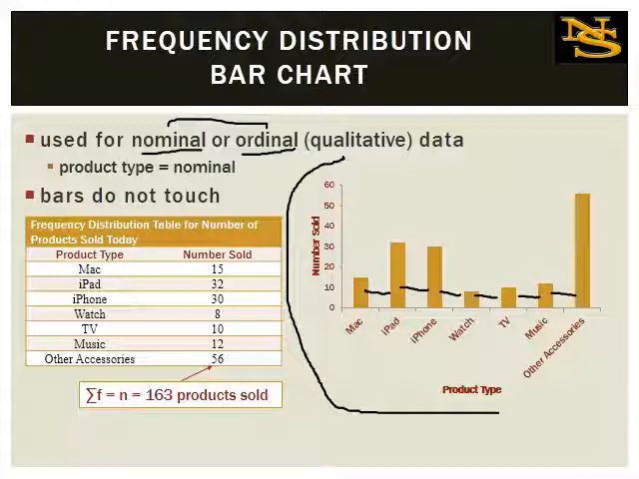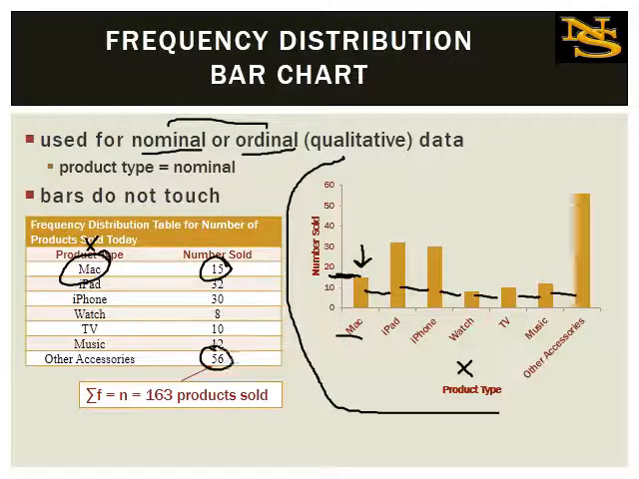We can see here, product type is nominal. This is kind of like our X here, right? So that's what's displayed along the X-axis. We've got Mac, iPad, iPhone, iWatch, TV, music, and then other accessories. And we just collected some data to look at how many of each product were sold on a particular day at the Apple Store. Again, you can see that the height of these bars represents the frequency associated with that product. So there were 15 Macs sold. Where you see Mac, the bar goes up to 15. Other accessories, right? There were 56 of those sold, and the bar's height is about 56.